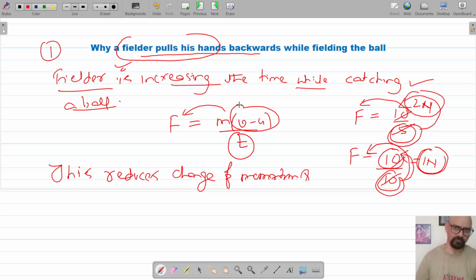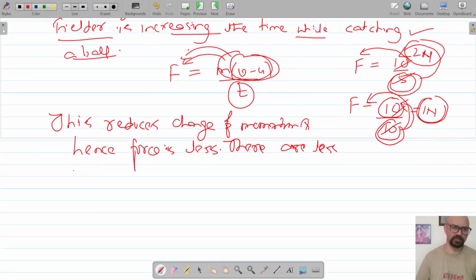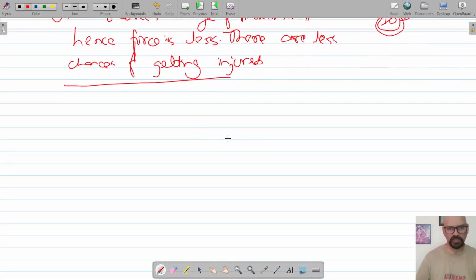When the rate of change of momentum is reduced, the force is less. When the force is less, there are fewer chances of getting the hands injured.